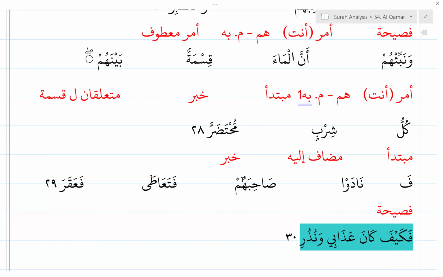فنادوا صاحبهم فتعاطى فعقر. So after some time, after they have understood the instructions of Saleh, after all that conversation happened, نادوا صاحبهم. They got sick of the camel and then they called their sahiba. So this to me makes more sense as a fa fasiha, because it feels like something is missing, and this fa is explaining that thing that is missing. You understand the link between this and the previous one?